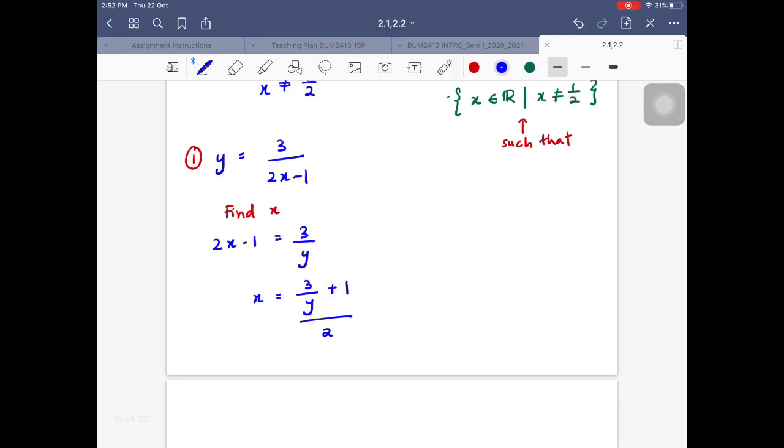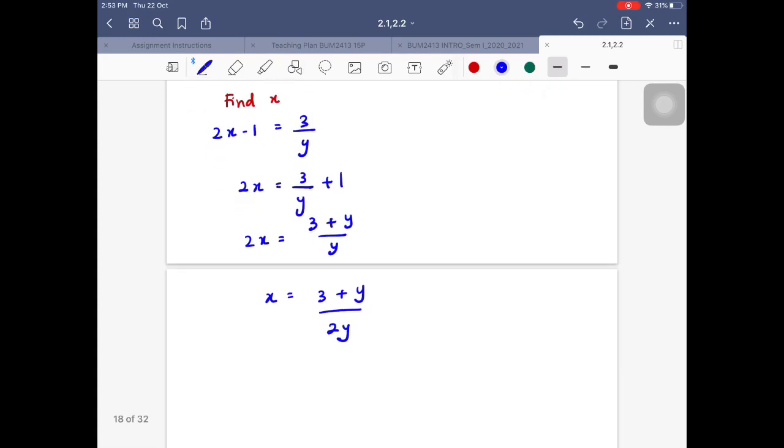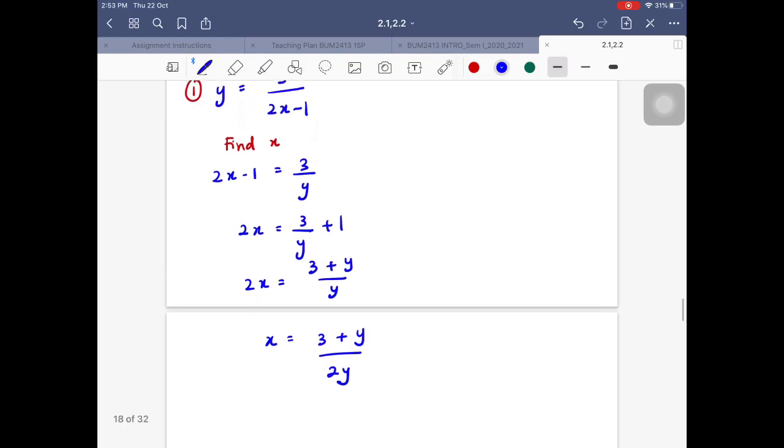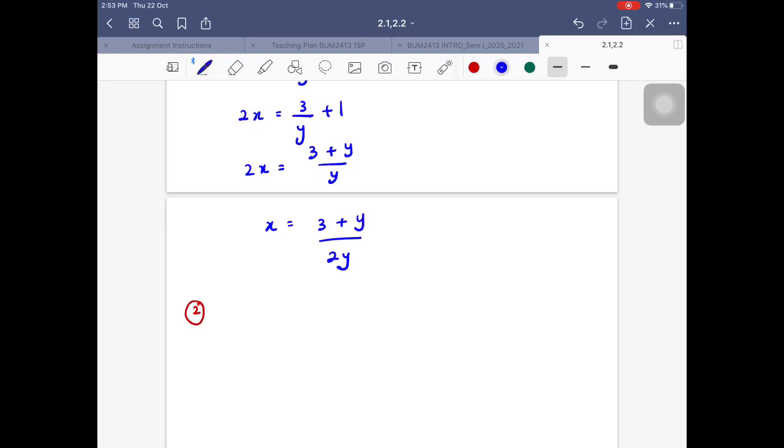Or I can actually write, you know what, let me put it in a simpler way for you. I might be able to calculate this, but it's not going to be obvious for you. So 2x is going to be 3 over y plus 1. Or I can write that 2x is going to equal 3 plus y over y. So my x value is going to equal 3 plus y over 2y. Now I'm going to have a look at what the limitation is for this case. What value is not possible for y? So that is going to be step number 2.